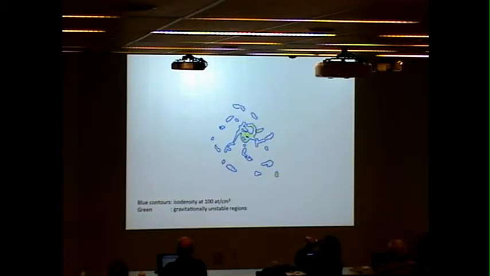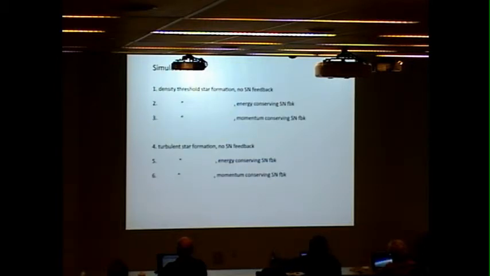So does it make a difference? Do we care? I'm going to try to convince you that it does. We compare three simulations with a density threshold prescription: no feedback, energy-conserving supernova feedback, and momentum-conserving supernova feedback. And then the same three simulations with the same three prescriptions for feedback, i.e. no feedback, energy-conserving, momentum-conserving, but just changing the prescription for star formation.